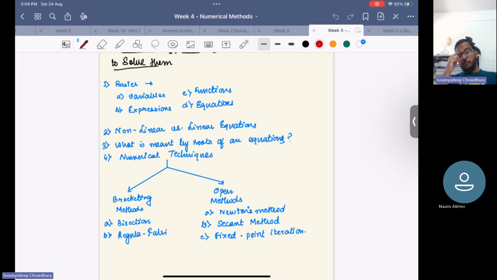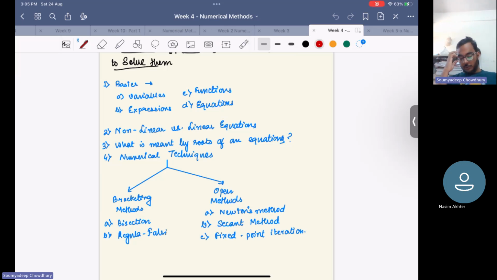Then we understood what is meant by the roots of an equation and how to interpret them graphically. Then we looked into the different numerical techniques: bracketing methods and open methods. In bracketing methods, there are two kinds, the bisection method and the regula falsi method. Then we have the open methods: Newton's method, the secant method, and fixed point iteration. Last class we discussed three methods in total, the bisection method, the regula falsi method, and the secant method.